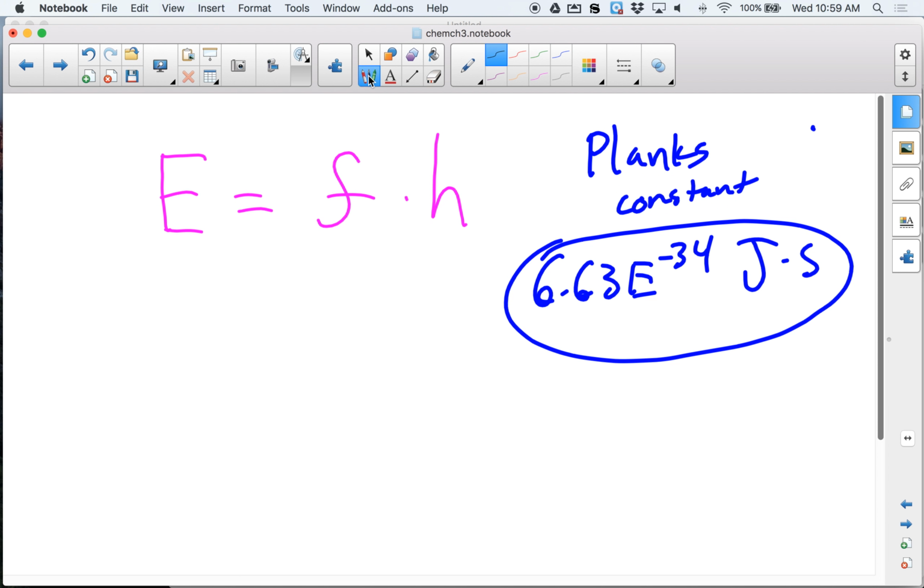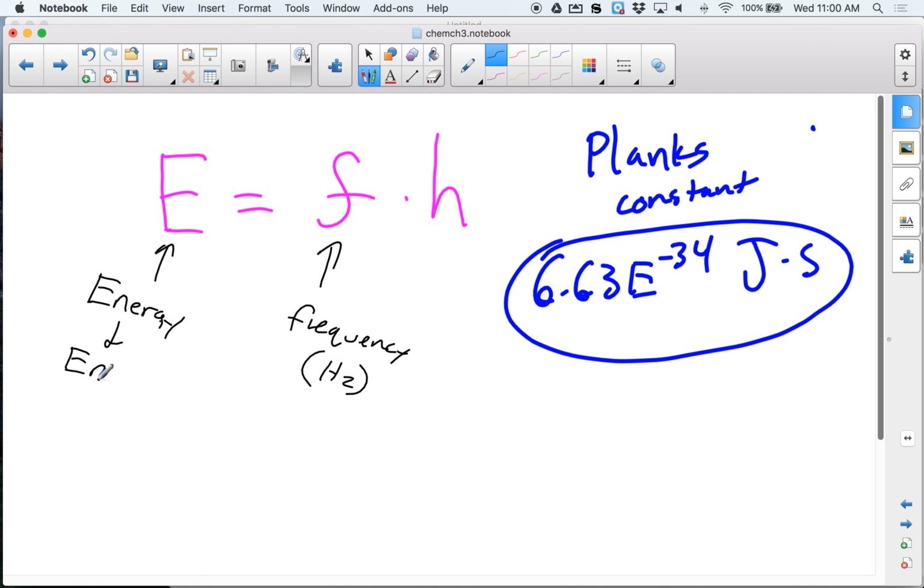So this is a pretty small number. F, of course, stands for frequency. What are our units going to be for frequency? Hertz. And E stands for energy. And the way it's related to what we're talking about is this is basically the energy gap between electron energy levels.